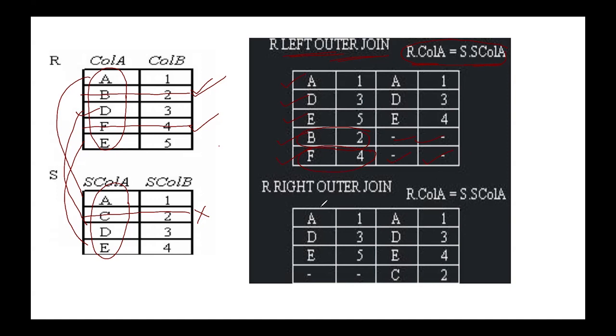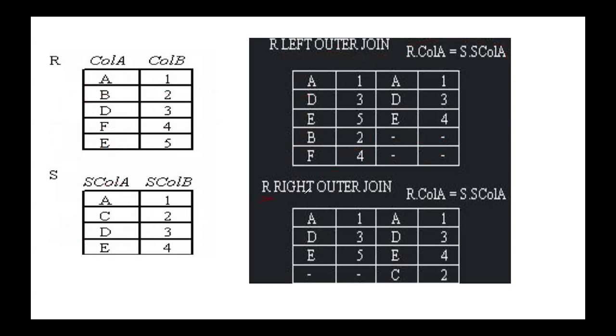Once again, we will do the right outer join, and it will be clear. So see here, right outer join. I'm saying R right outer join S, which means the table which is on the right hand side should retain the tuples, right? So once again, the same join condition, that is column A is compared with column A of S. But here it is right. So on the right side we have the S table, right?